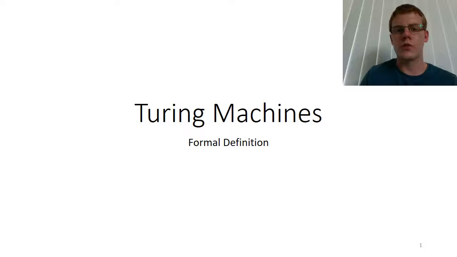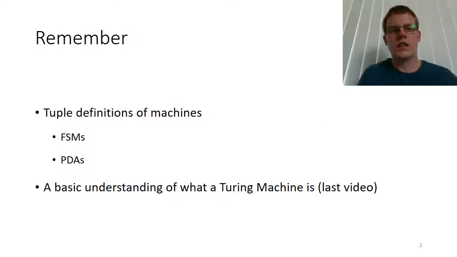This video is going to go through the formal definition of a Turing machine. I'm not going to go over a specific example for time constraints. So the key thing I want you to remember before this video is that all of the machines that we've described so far have been definable using a tuple notation.